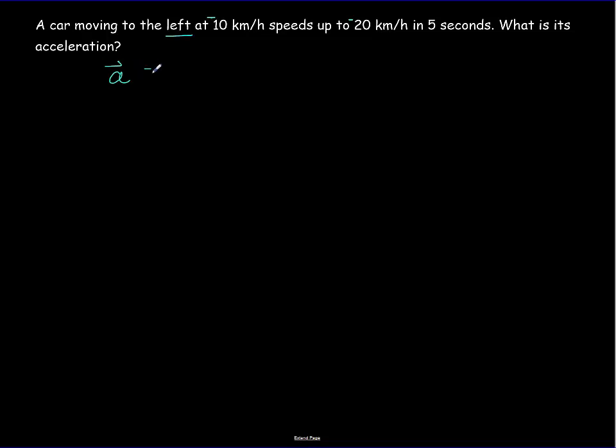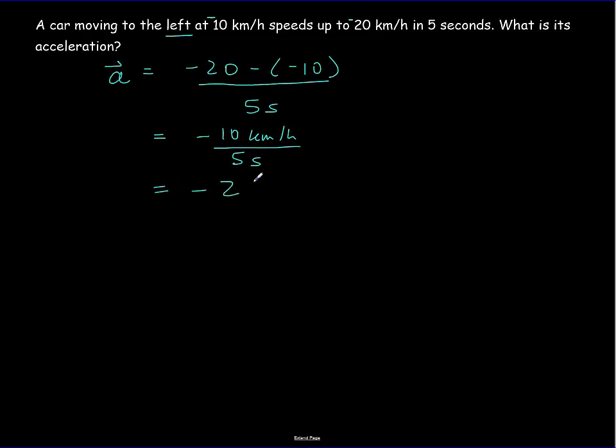And when we calculate the acceleration, we're going to get negative 20 minus negative 10. And that change would occur over a time of 5 seconds. So we're going to get negative 10 kilometers per hour of speed gained in 5 seconds, or an acceleration of negative 2 kilometers per hour every second.